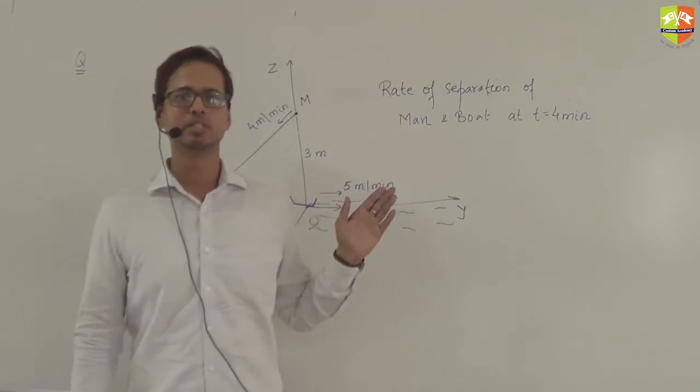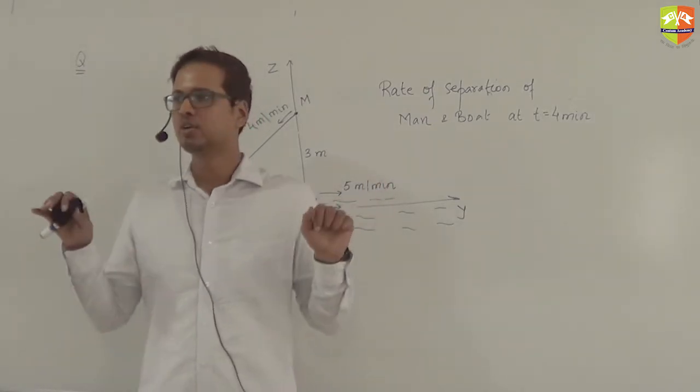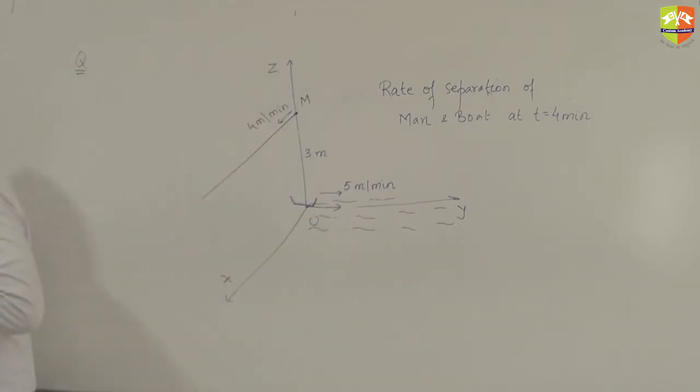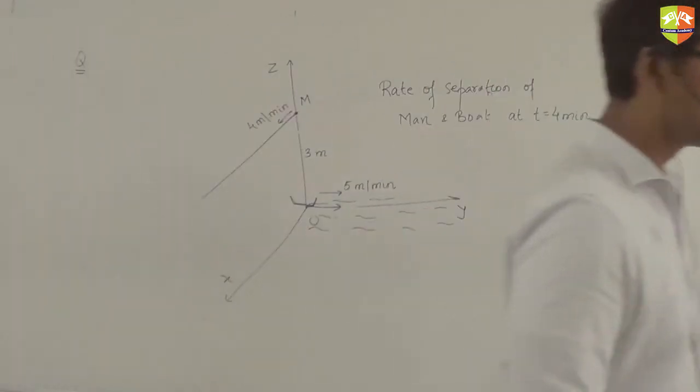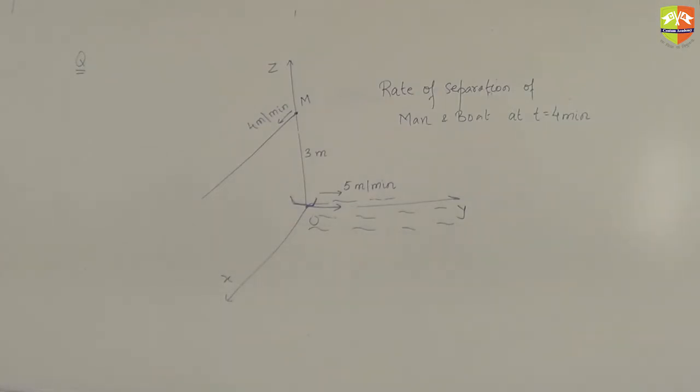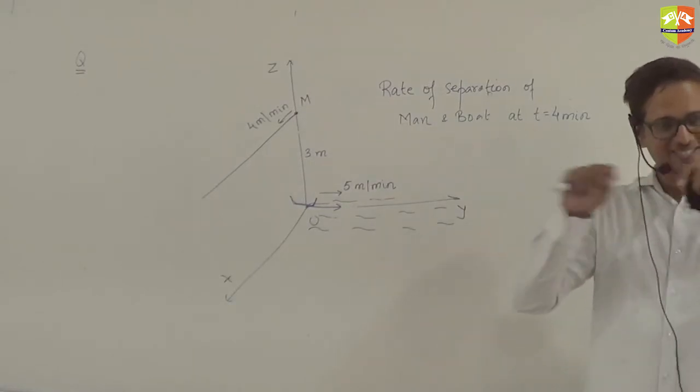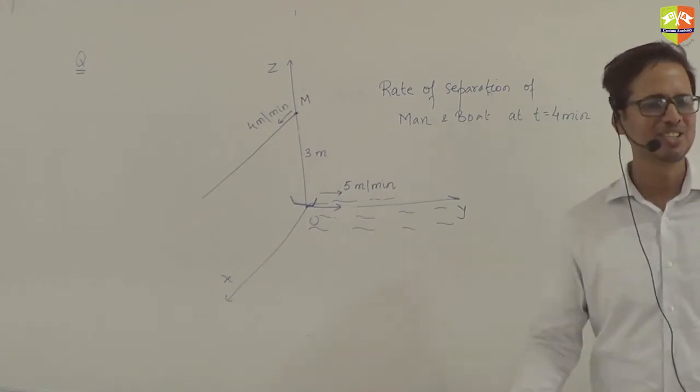Any question with respect to understanding the question? No? So the man is standing over the bridge and he is looking at the boat. The boat is going this way, the man is going this way. So how far are they getting separated? The change in the separation is what we are concerned with. How to find that distance? If you have already done 3D, use the coordinate system.